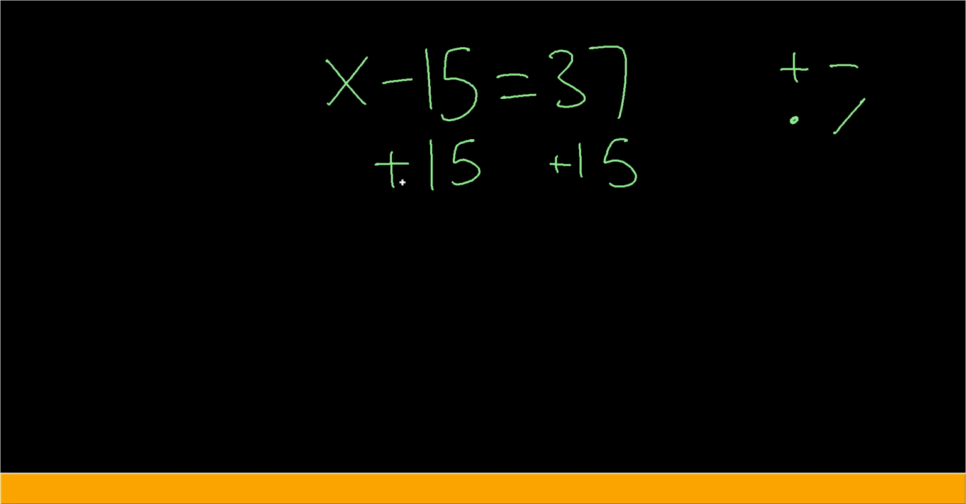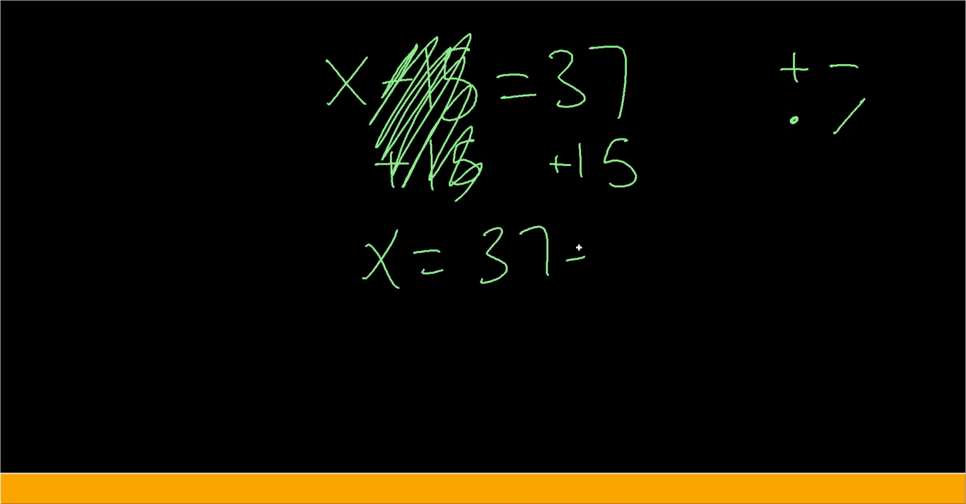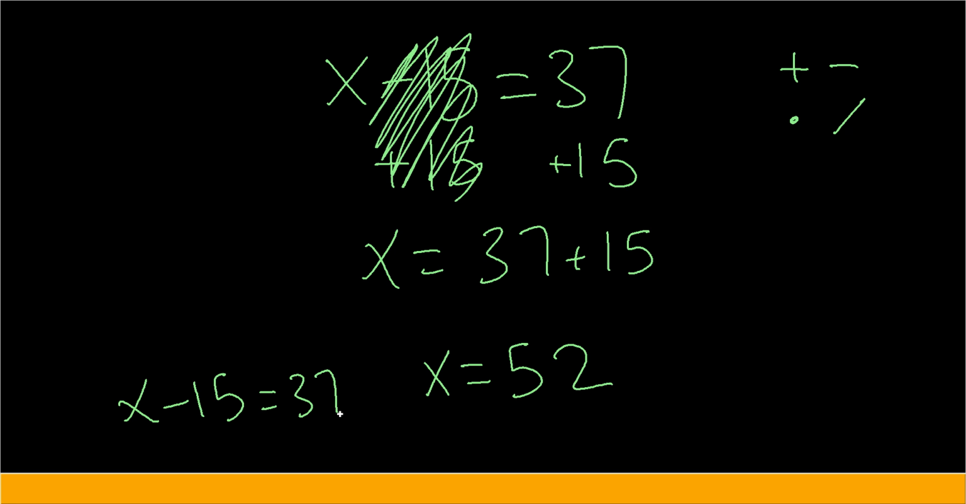So a negative 15 plus 15 is a 0, right? If you are in debt $15 and then you get $15, you're no longer in debt. It's a 0. So then we have x equals 37 plus 15, which equals 52. So the answer to this, x minus 15 equals 37, is x equals 52. And if we do 52 minus 15, that would equal 37.